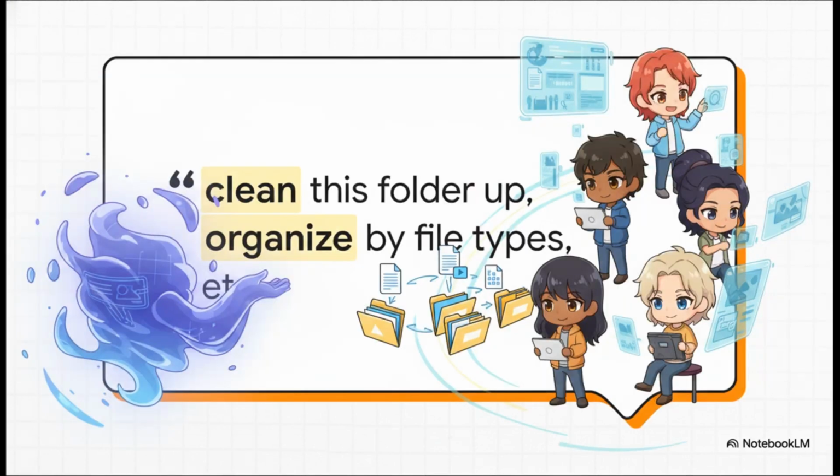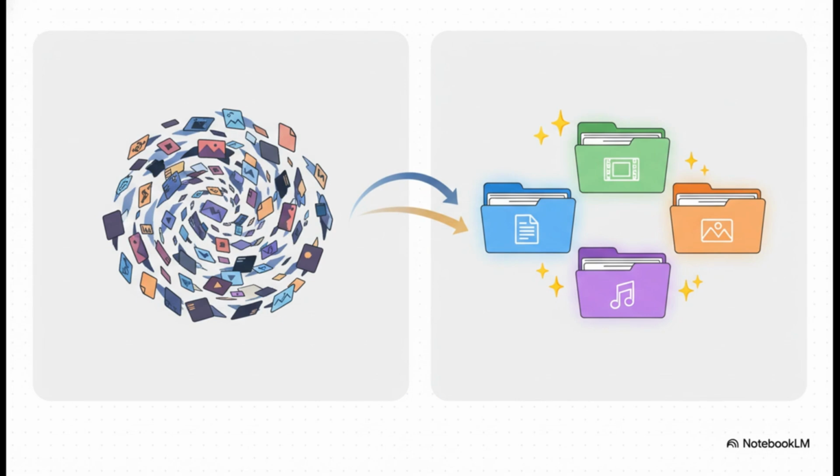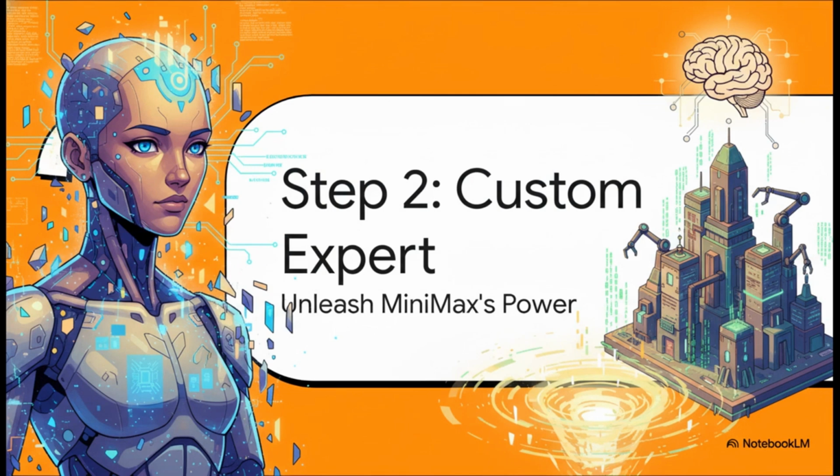And this right here, this is the magic wand. You literally just type in plain English, clean this folder up, organize by file types. That's it. No complicated code, nothing. Just a simple sentence is all the AI needs to know exactly what to do. And boom, just like that, the digital jungle is completely tamed. It's transformed into perfect order. The AI goes through every single file, creating these perfectly labeled folders for documents, videos, audio, you name it, and puts everything exactly where it belongs. Chaos? Yeah, that's conquered.